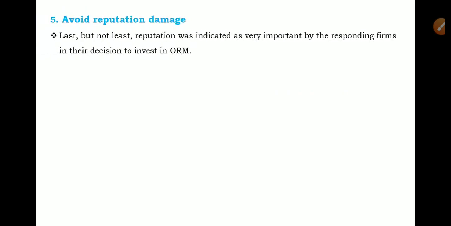Okay, and next, the fifth one is avoid reputation damage. To avoid the reputation damage of the company, there should be operational risk management. This is one last aspect, but not least. Reputation was indicated as very important by the responding firms in their decision to invest in operational risk management. In order to invest in operational risk management, one should know what is important.